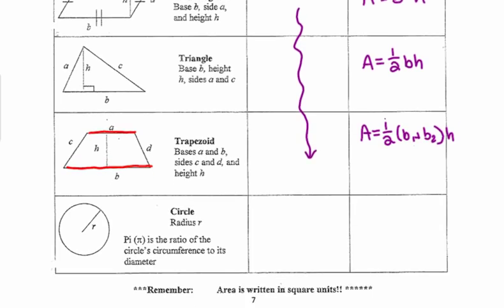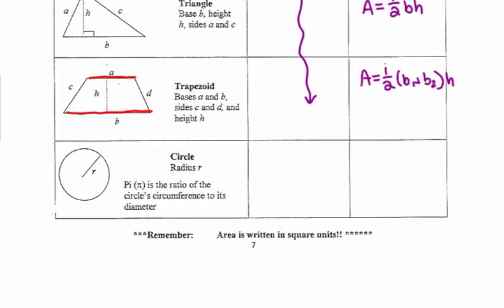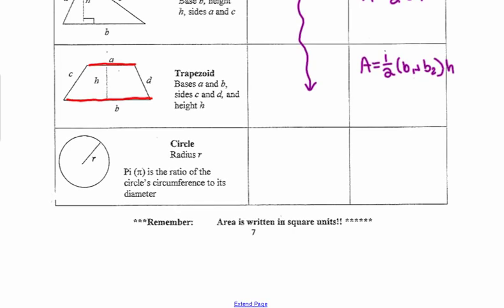For the circle, we typically don't talk about perimeter of a circle, but we use the word circumference to talk about the distance around the outside. Remember, we find circumference of a circle by either doing 2 times pi times the radius or pi times diameter. And the formula for the area of a circle is area equals pi times r squared.